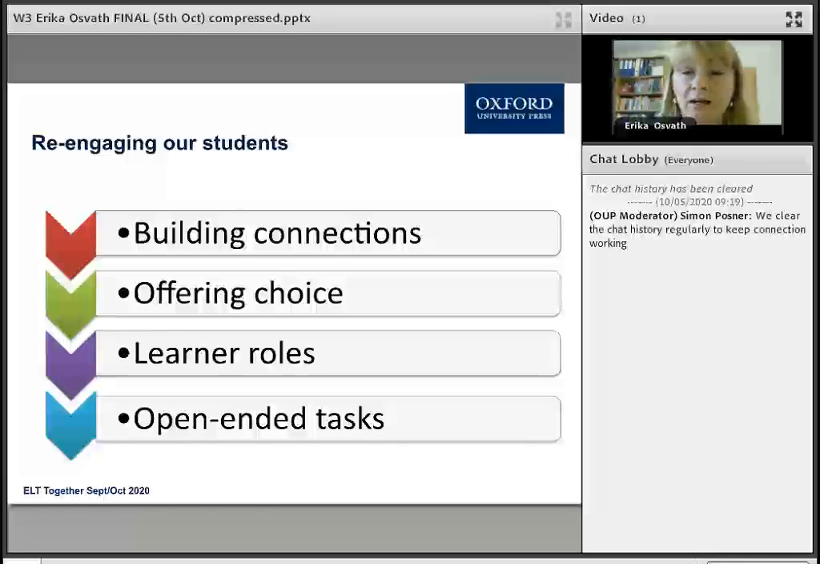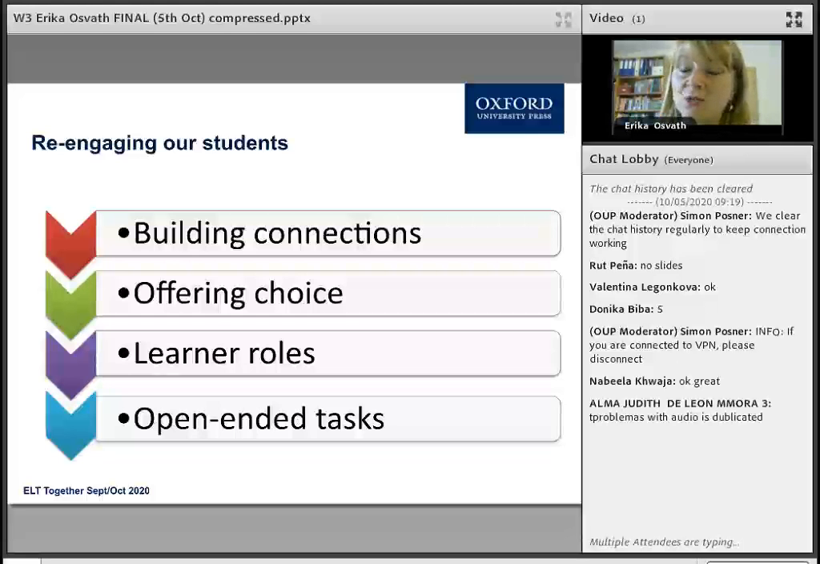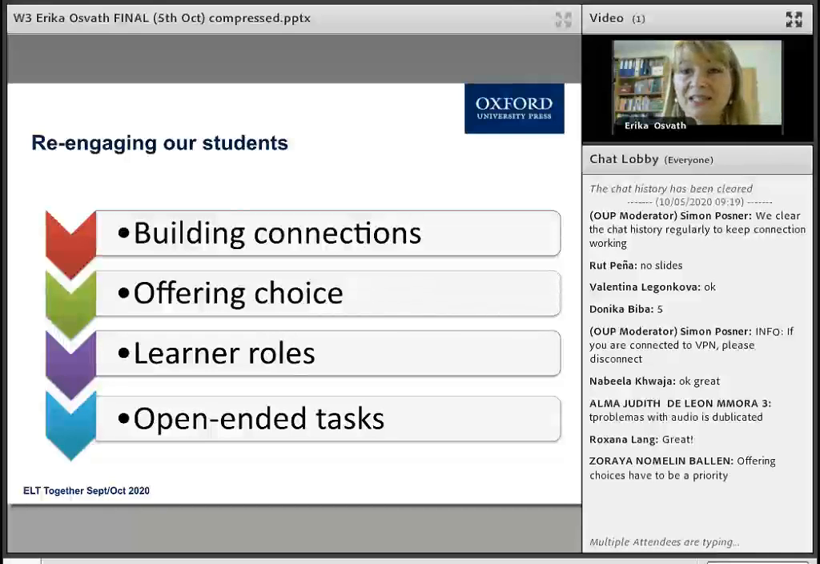So in terms of re-engaging our students in different ways, making sure that all students, regardless of their language level, are still engaged both in the online and in the face-to-face classroom environment, there are different strategies we can use. So we have to make sure that we build connections because of the reasons we've listed earlier. They tend to lose connections, and connections are very important for us in our learning. We need to make sure that we offer them enough choice, so that all students, regardless of their interests or abilities, can have something to do, have something to offer.